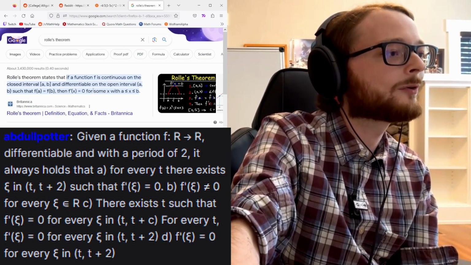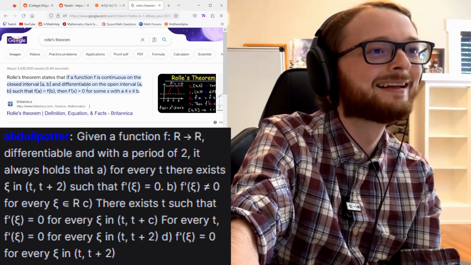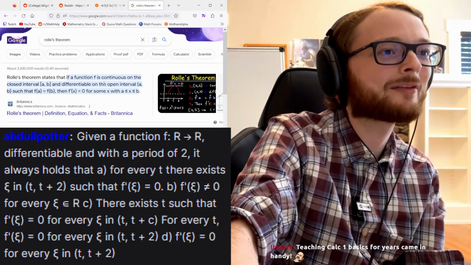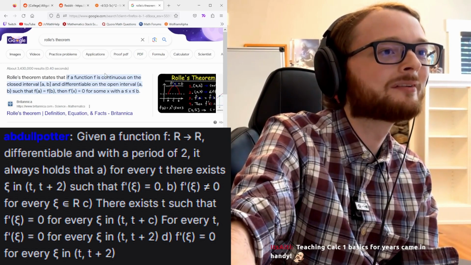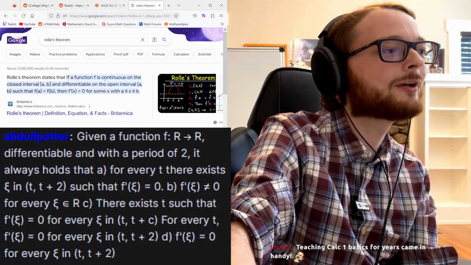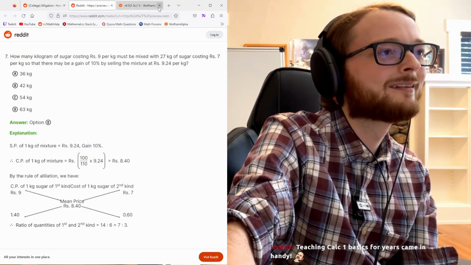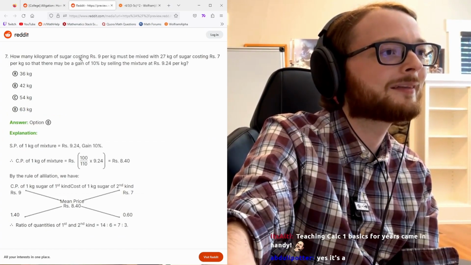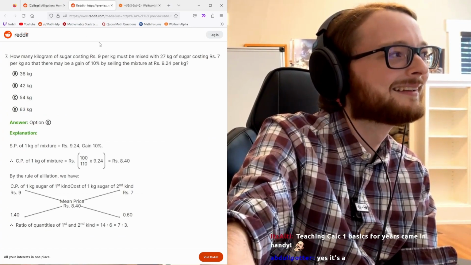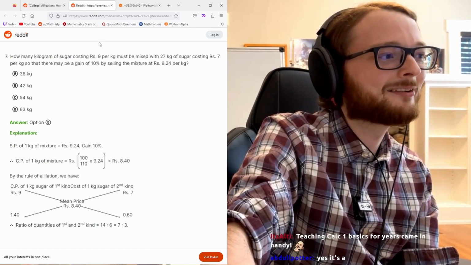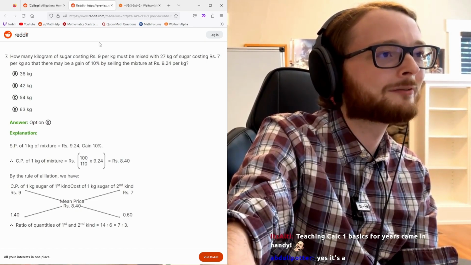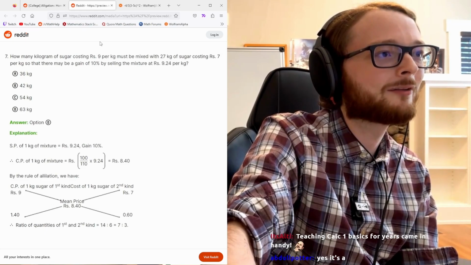Calculus basics for years came in handy. Yeah, I remember this now that I see it. It definitely does not come to mind though. It is A? Okay, good. And all that for Calc 1. I didn't learn that psi was even a Greek letter until my last year of university.